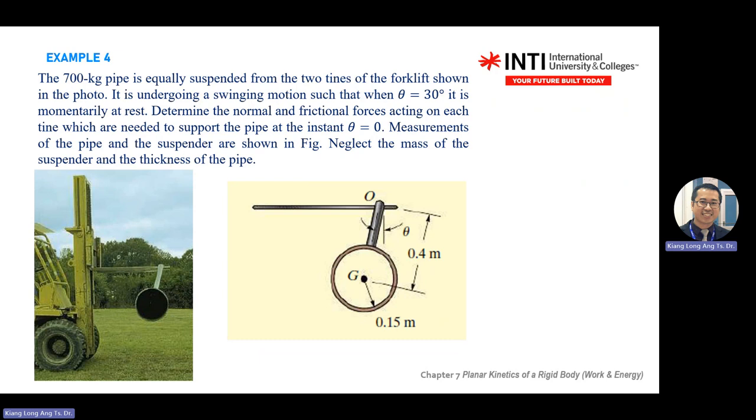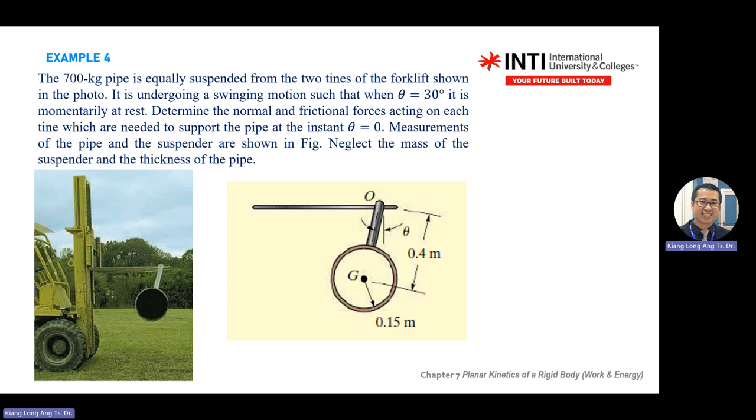Determine the normal and friction force. So you need to find the contact force and the friction force acting on each of the tines. So remember, the question already tells you there are two arms there. We need to find it on each tine. So this is a tricky question that usually you will see in finals. They'll tell you two objects, two wheels or something, then you'll find what is the force of the individual wheel.